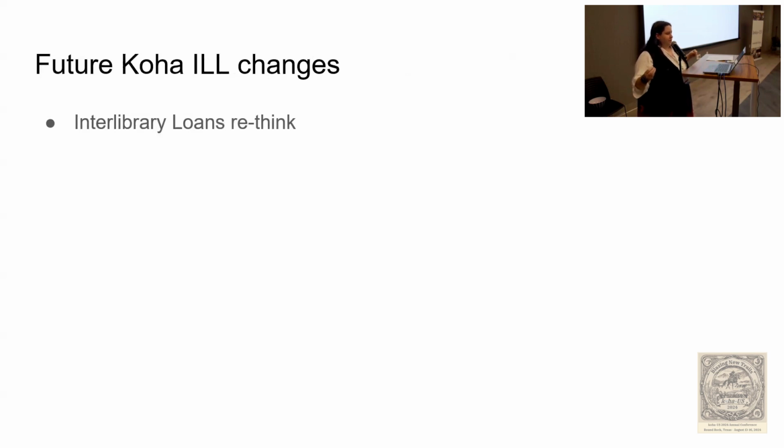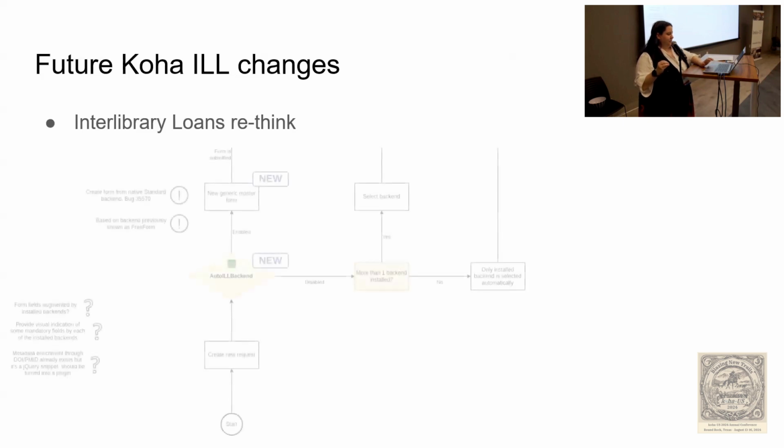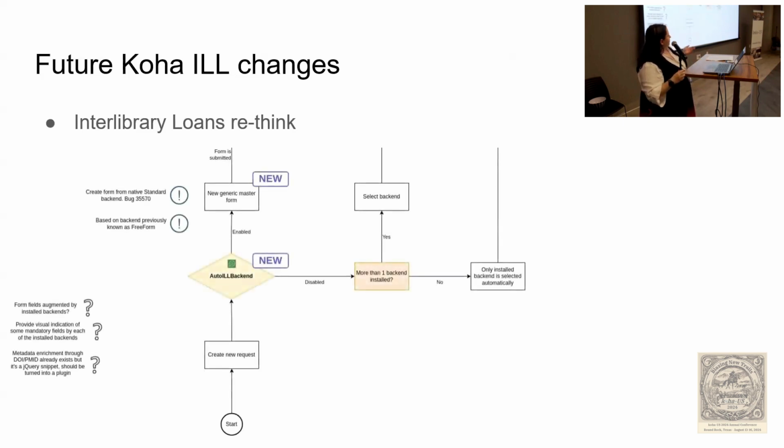What's coming next for some future ILL changes in Koha? We've been doing a lot. I talked a little bit about the freeform plugin. And part of that is a very big, very complicated, this is just a section of it, a flow chart of all the things that they're going to do. So this is just adding in the freeform, but then there's a whole bunch more automation that they want to build into Koha.